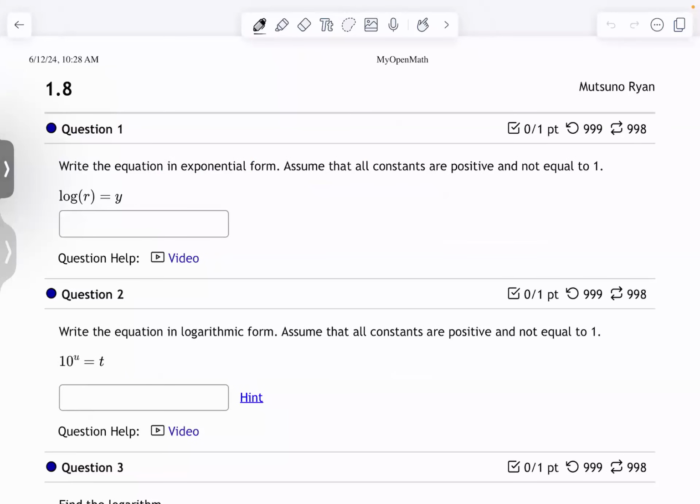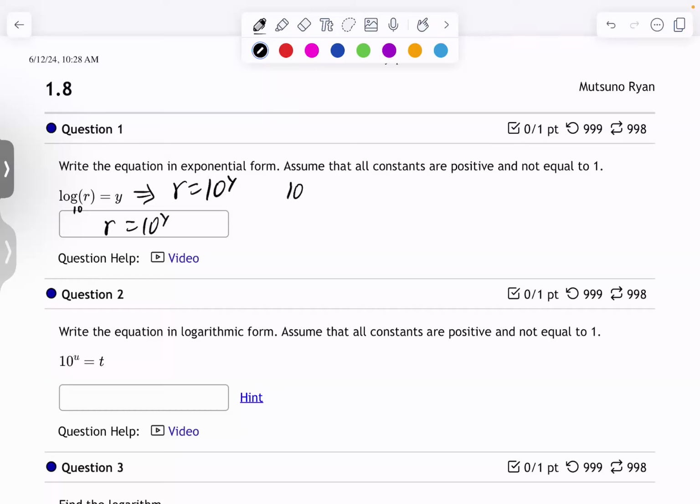Here's our section 1.8. And what we're going to do is write the equation in exponential form. So if you look back at your notes, exponential form is when we have a number raised to a power. And in this case, notice that the base is missing. That means it's assumed to be a 10. So to transform this, this is going to be r equals 10 to the y power.